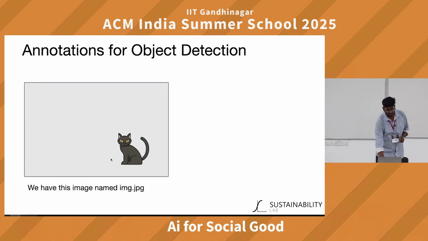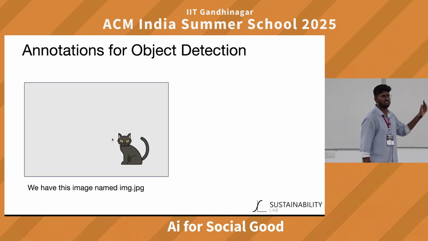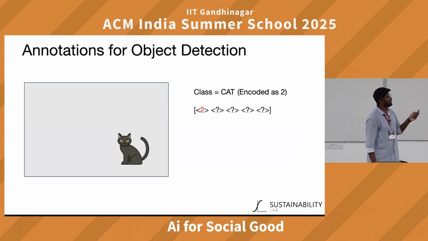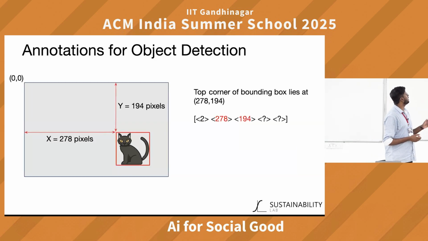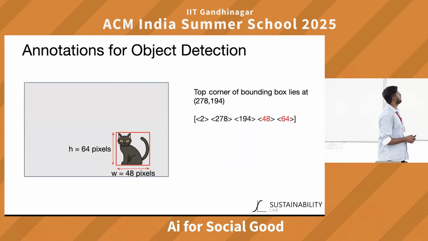Now what we'll try to do is get the bounding box for this cat. What do we need? First, we know that this is a cat. I have encoded cat as 2, because in MNIST you had 10 digits and you encode them as 0, 1, 2, 3 and so on. I have multiple objects. This object, the cat, is encoded as 2 in my scheme. Now I draw a bounding box. So I know the top left corner of this cat is 278 pixels from the top left corner. Whenever we are doing this, the top left corner is considered 0, 0. And from there, you can get the X, Y. Similarly, you can also get the height and width of this, right?